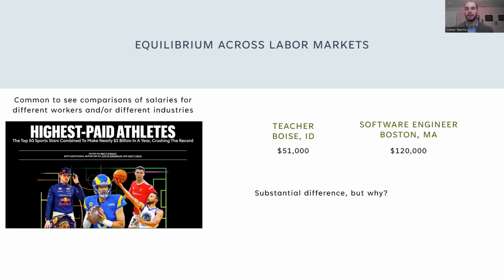Well, we think if a lot of people did this, we would see the wages offered to entice teachers to stay in Boise, Idaho, slowly start to increase. They need to offer them more and more to convince them to stay instead of going to school and then moving across the country.